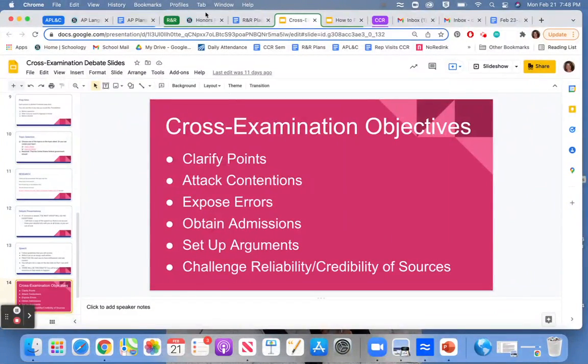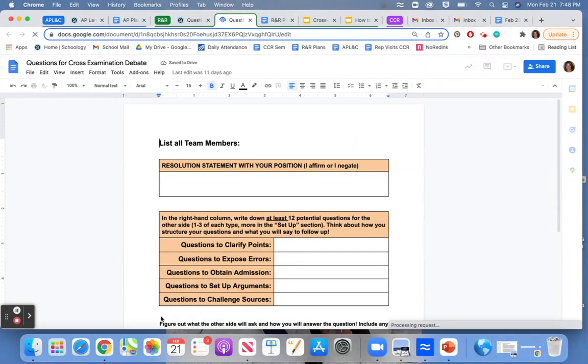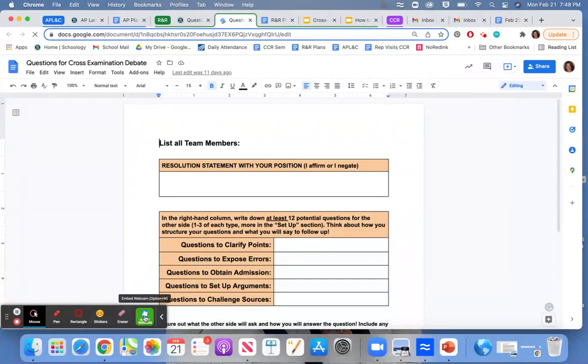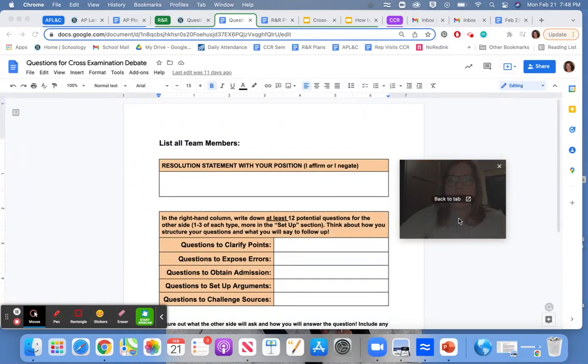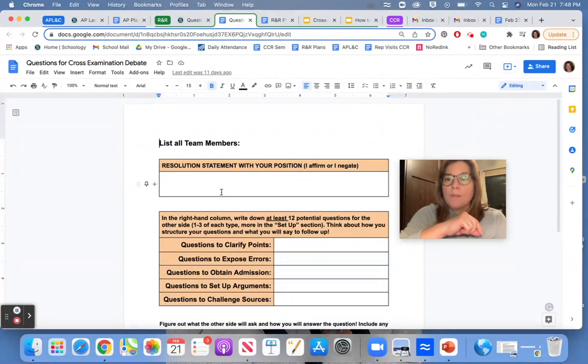Let's see what I want you to do in today's assignment. So, questions for cross examination debate. Open up that assignment with your partner, and you and your partner are going to get together and talk about some of these things here. If you look down here, begin with your resolution statement. Remember that it has to be the exact same resolution statement that was on the original topic list, and it's the same one that your opponents are doing, only beginning with "we affirm" or "we negate" the resolution.